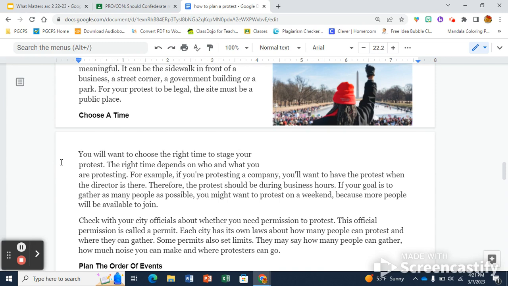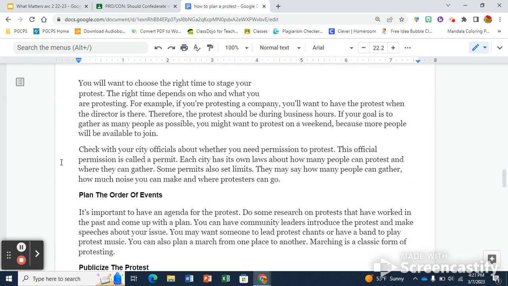Choose a time. You will want to choose the right time to stage your protest. The right time depends on who and what you are protesting. For example, if you're protesting a company, you'll want to have the protest when the director is there. Therefore, the protest should be during business hours. If your goal is to gather as many people as possible, you might want to protest on a weekend because more people will be available to join.